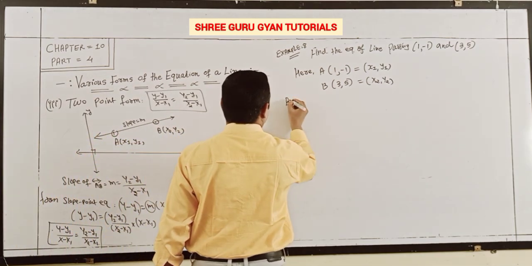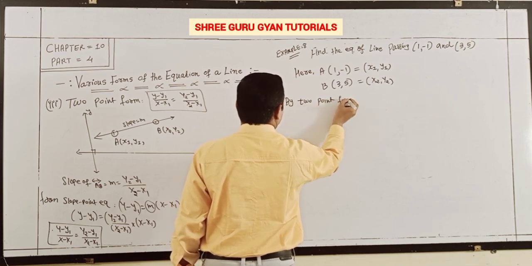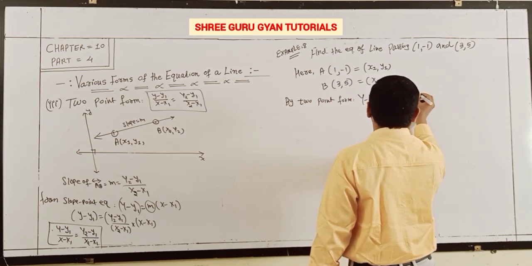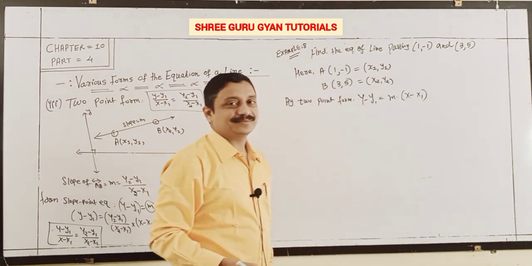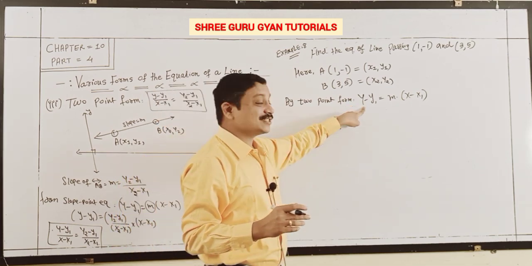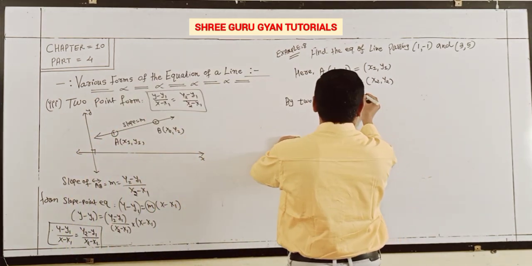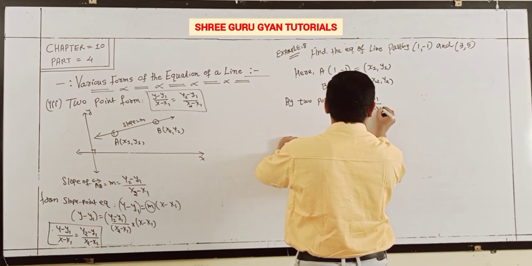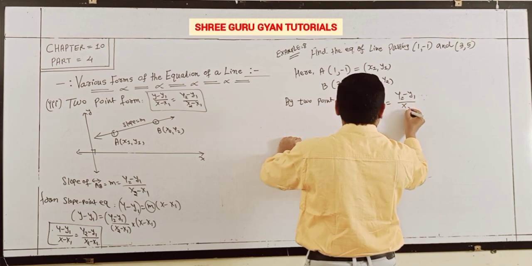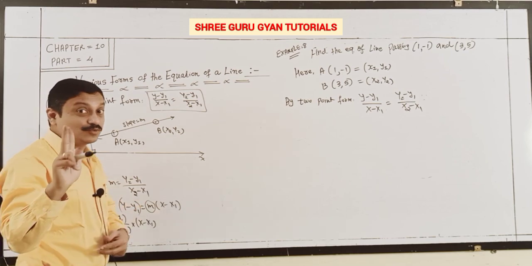So by the two-point form, y minus y1 is equal to m times (x minus x1). Simply apply your values to this equation. I derived it already, so we can write directly (y minus y1) by (x minus x1) is equal to (y2 minus y1) by (x2 minus x1). I apply this formula directly by using the two-point form.